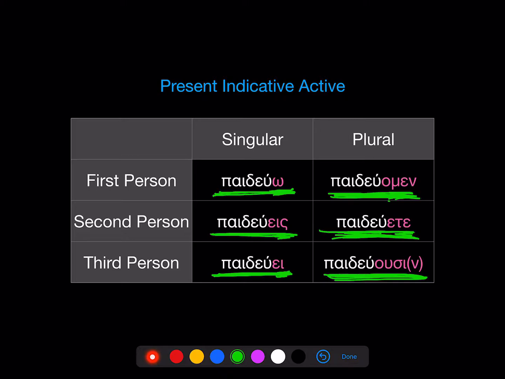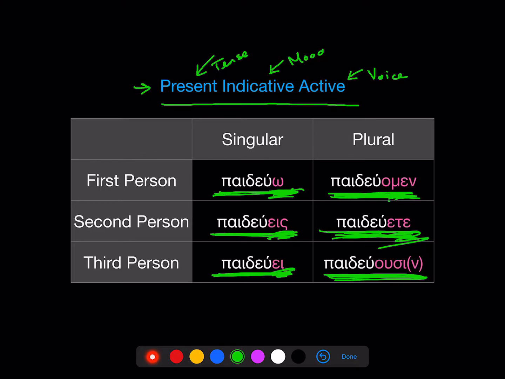So let's talk a little bit about what it means when we say this is the present indicative active of paideo. Well, this is present tense, indicative, so that means it's happening now. Indicative mood, we'll talk a little bit more about mood later, and active voice. Everything that we're doing for quite a while now is going to be active voice. That means that the subject of the verb, whether it's I or you or he or y'all, the subject of the verb is doing the action of the verb. Okay, so present tense, indicative mood, active voice.